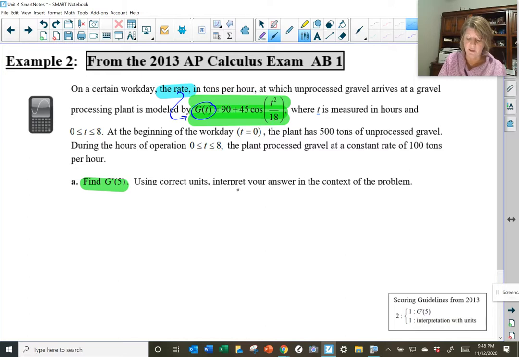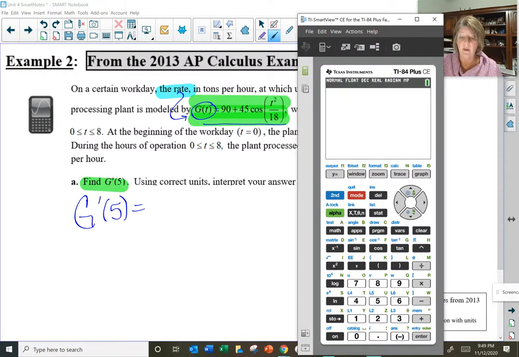Using correct units, interpret your answer in the context of the problem. This one has 2 points awarded, one for the interpretation, one for the analysis of G prime of 5. Unlike the previous problem, we don't have a table to work with. So on this one, I actually have a formula. So in our calculators, we are going to find G prime of 5. And I don't know that we've done this before, so this could be new for you guys.